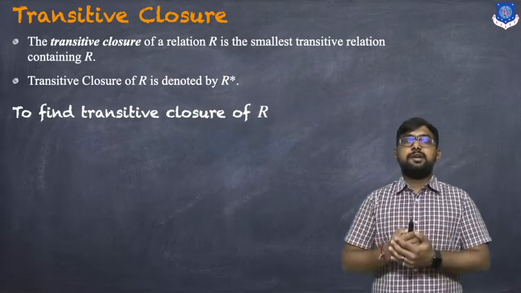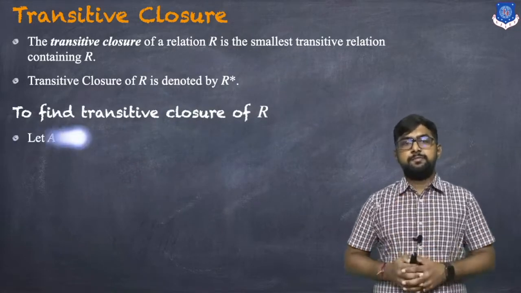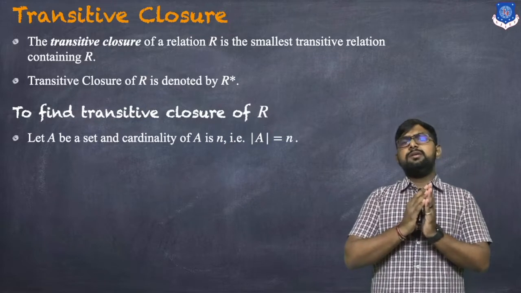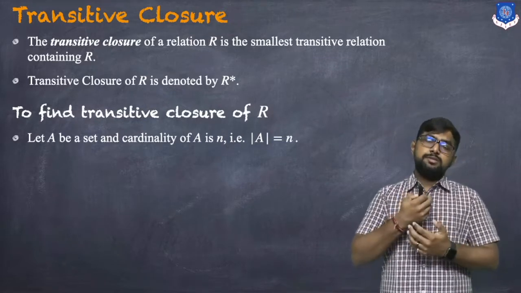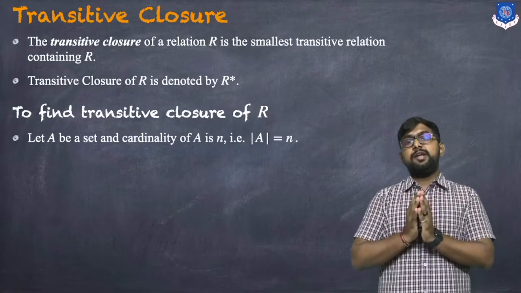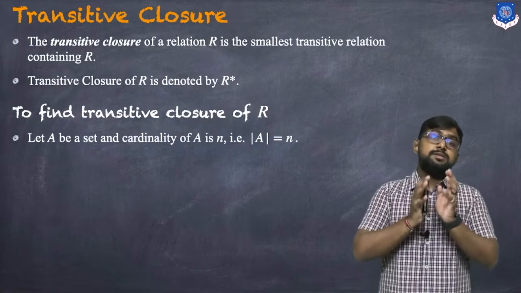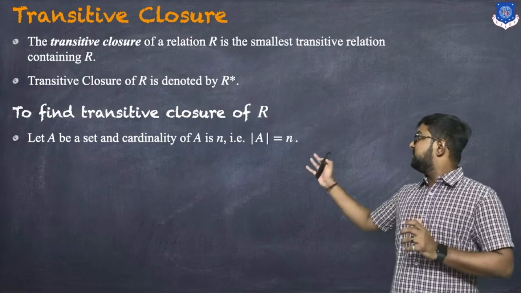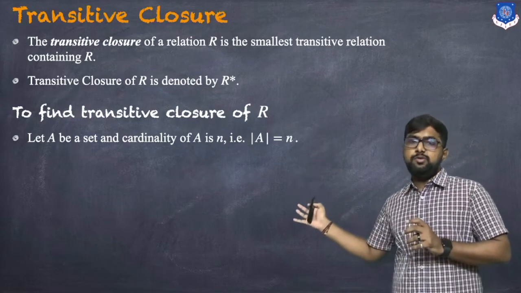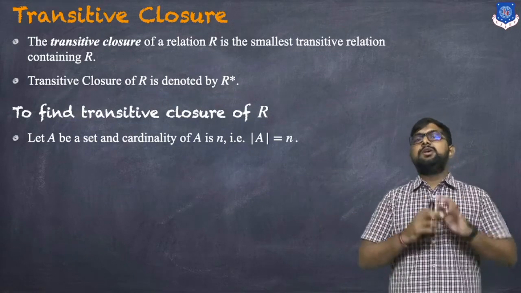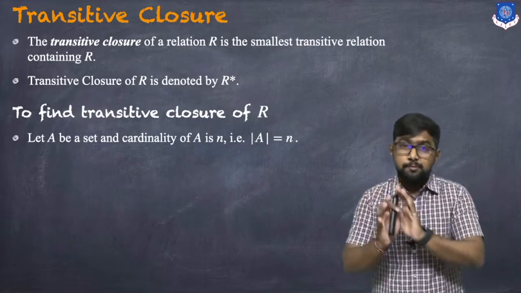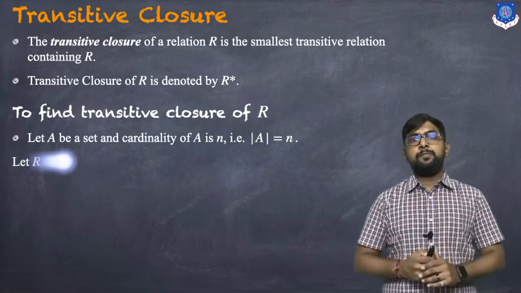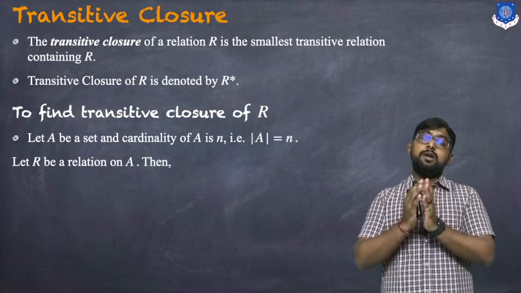Now to find the transitive closure, first let capital A be a set and the cardinality of A is n. Now what does that mean? The cardinality of A means the number of elements in the given set. So modulus of A equals n. So let us consider a set A that has cardinality n, meaning the number of elements is n. Now let capital R be a relation on A.